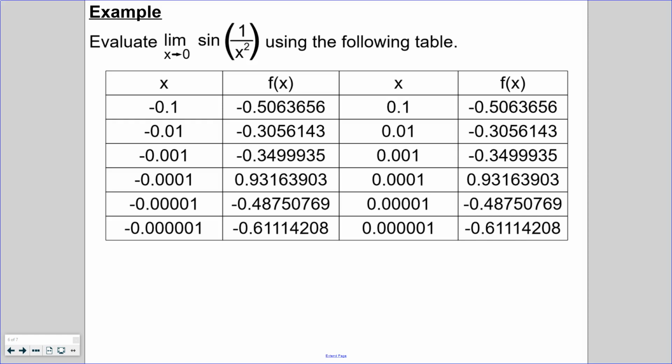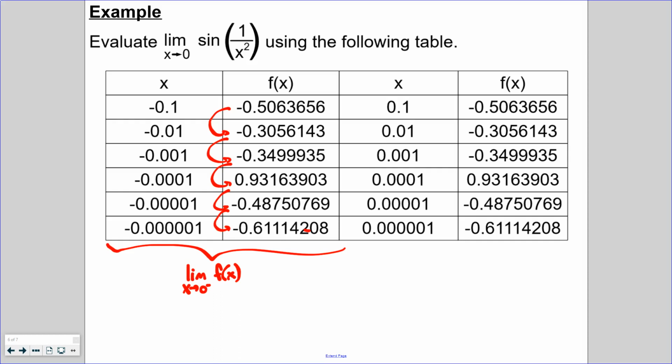Alright, so here we want to evaluate the limit as x approaches 0 of sine of 1 over x squared using the following table. We have x approaches 0 from the left-hand side, and then x approaches 0 from the right-hand side. So this side right here is going to be the left, so the limit as x approaches 0 from the left of f of x. And if we look at our numbers, we go negative 0.5 to negative 0.3 to 0.9 to negative 0.4 to negative 0.6.